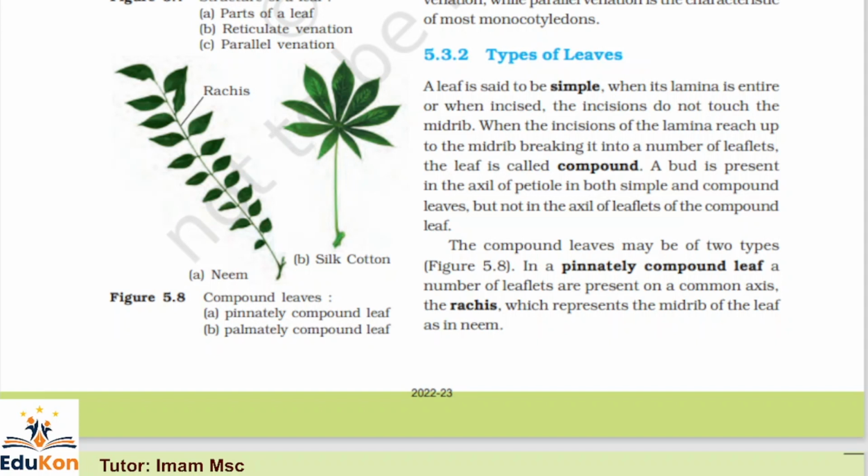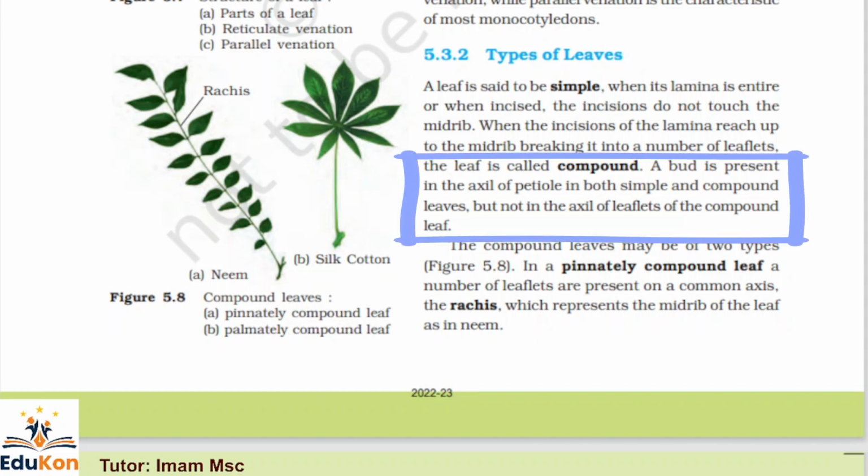A bud is present in the axil of petiole in both simple and compound leaves. So, bud is present in the axil of petiole in both simple and compound leaves, but not in the axil of leaflets. Remember this. So, we have seen the image before where exactly the petioles are present.